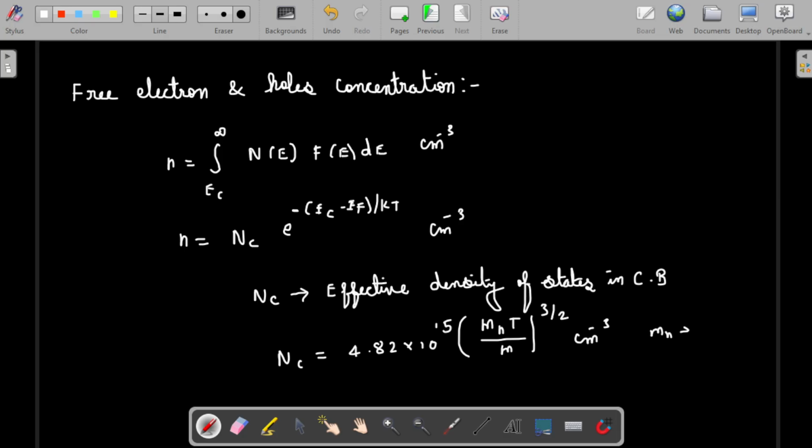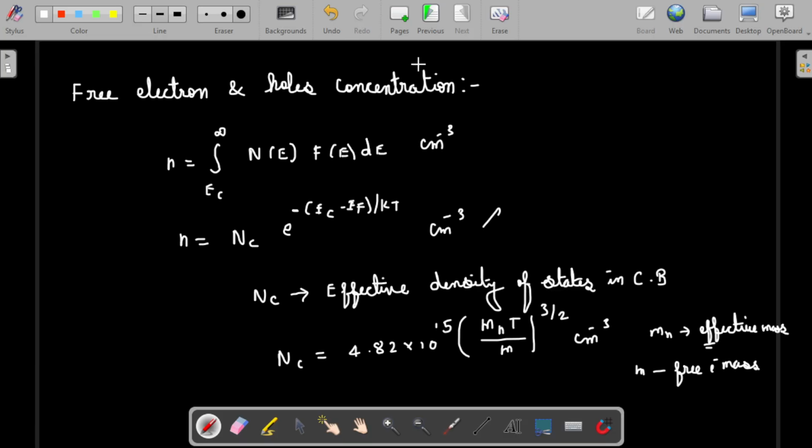Mn is nothing but the effective mass of the electron, and M is the free electron mass. There is a lot of difference between the effective mass and the free electron mass. The effective mass we have already found is directly proportional to the curvature that we saw in the wave vector, or momentum space. If you missed that lecture, please go and watch it; I think it's the 7th or 8th lecture. That will help you understand. So this is how the free electron concentration can be obtained. I hope this is understood.